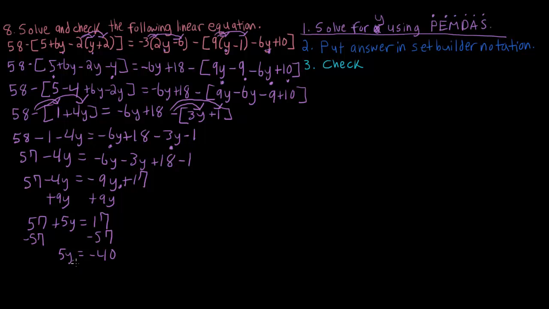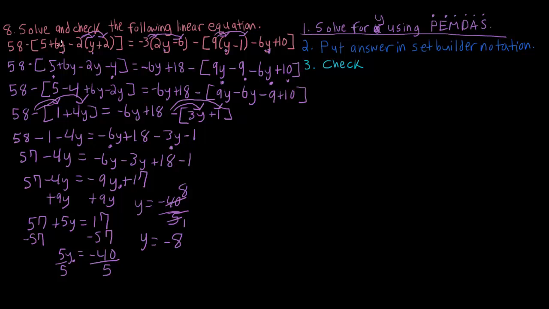And then trying to get y by itself, let's divide 5y by 5 on the left side, also do it on the right side, and that gives us y equals negative 40 over 5. 5 goes into itself once, 5 goes into negative 40 8 times, so y equals negative 8.